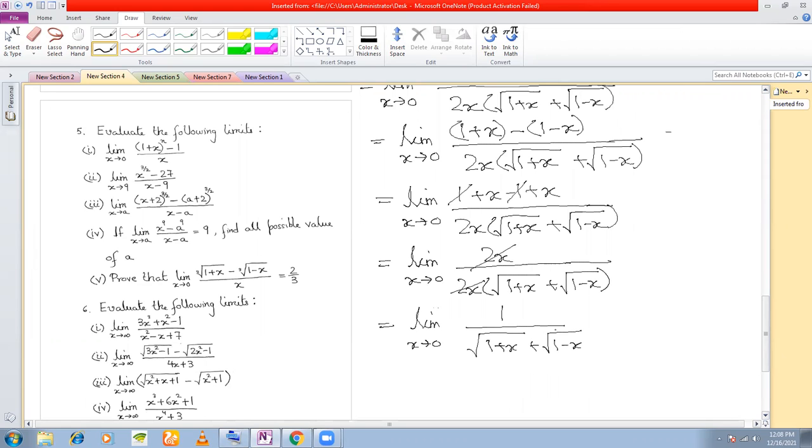Now if you put x is equal to 0 here, it now is a determinate form, right? So now I can put x is equal to 0. So 1 plus 0 plus root 1 minus 0. So I get 1 by root 1 plus root 1, 1 plus 1, which is equal to half. Okay. Any question? No, sir.